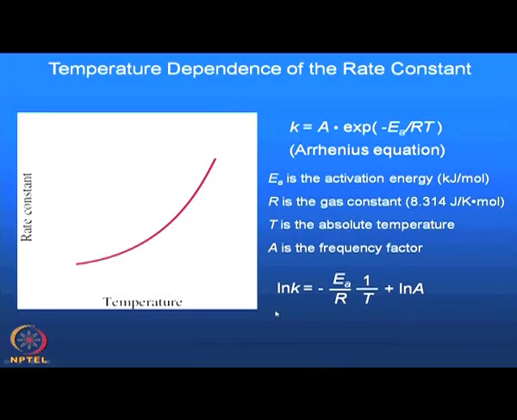So, you see that ln k is equal to minus EA by RT plus ln A. You have got the same thing, but the only point to mention is that rate constant versus temperature is an exponentially rising function, and this one is called the Arrhenius equation. It is a famous Arrhenius equation.